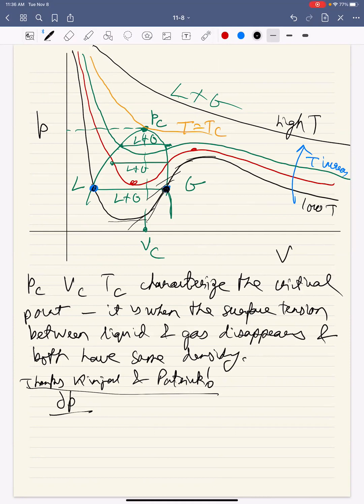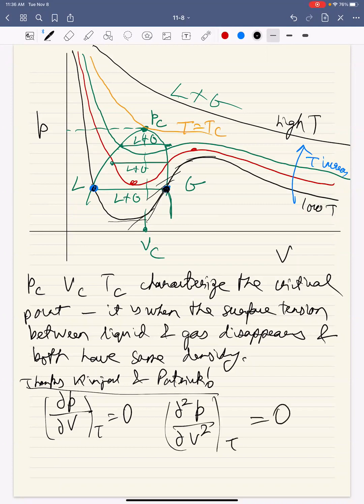So what is the point that mathematically characterizes an inflection point? An inflection point is characterized by partial P by partial V at constant T equal to 0. At the same time, partial square P by partial V square at constant T is equal to 0. So we want to solve for three things: PC, VC, and TC. This gives us two equations. Where is the third one? Equation of state. So we have three equations and three variables.